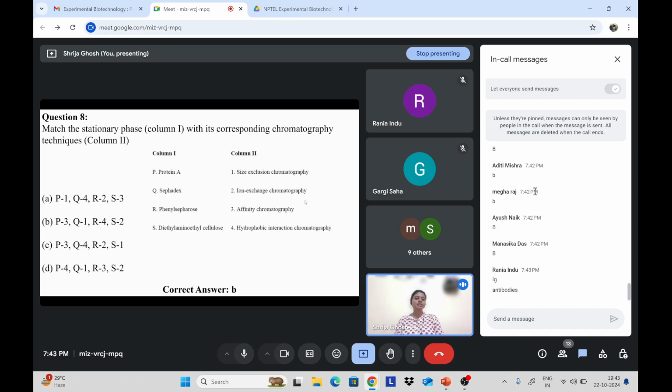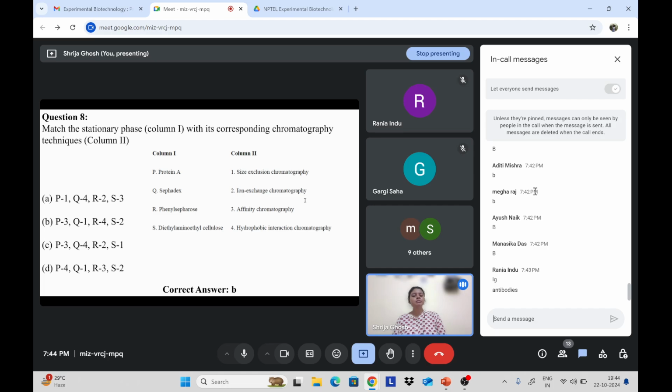Yes, Rania has answered Ig. Yes, and basically immunoglobulins, antibodies are immunoglobulins. So all immunoglobulins have this affinity towards a specific protein called protein A. It is isolated from a bacteria. I forgot exactly from which strain. So protein A is used in the matrix, column matrix, for specifically purifying immunoglobulins or antibodies, as we said.